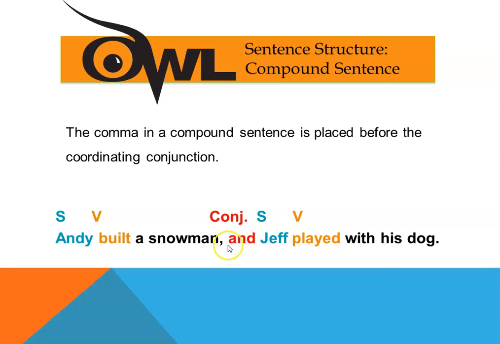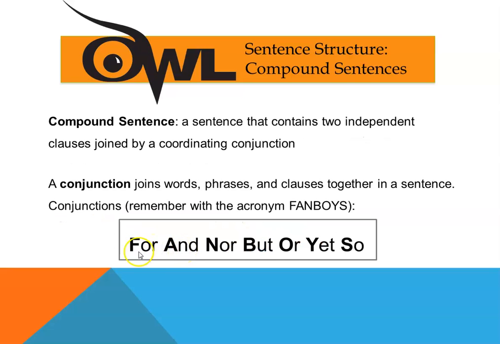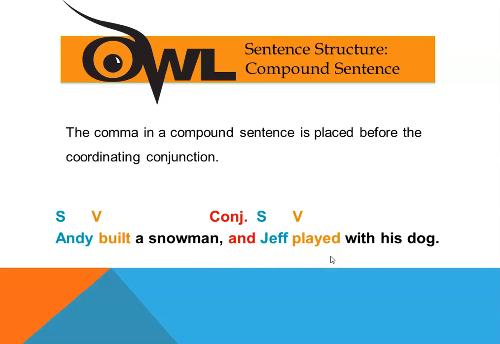Or we could say, Andy built a snowman, for Jeff played with his dog. For basically means the same thing as because. That would be saying, because Jeff was playing with his dog, Andy decided to go build a snowman. So you can see how we use these words carefully when we are linking together independent clauses to form compound sentences depending upon the meaning we want to convey.